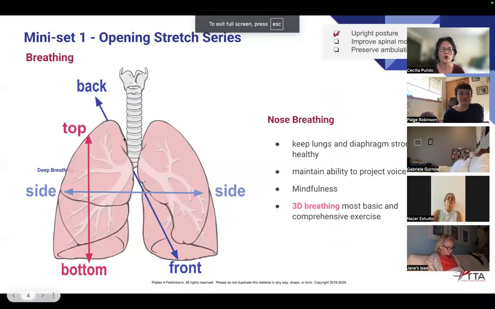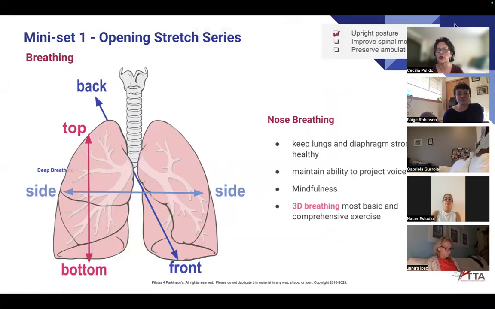Okay, so we are on mini set number 1. All right, so you can see the slide. Let me see if I can move.